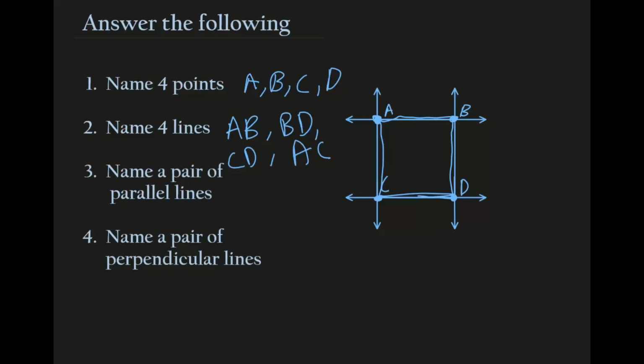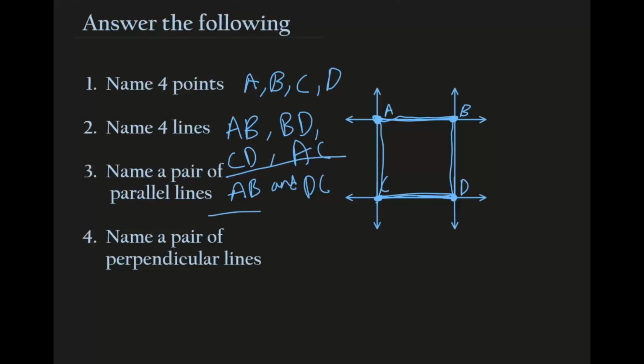Now we are going to name a pair of parallel lines. So just one pair. So we have one right here, A to B, and then we have one right here, C to D. So this is parallel, and this is parallel. So we're just going to write AB and CD, or DC, whatever you want to call it.